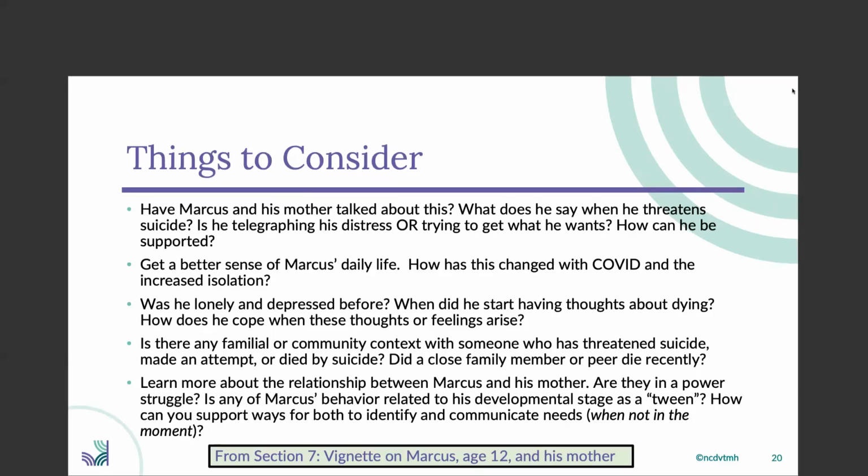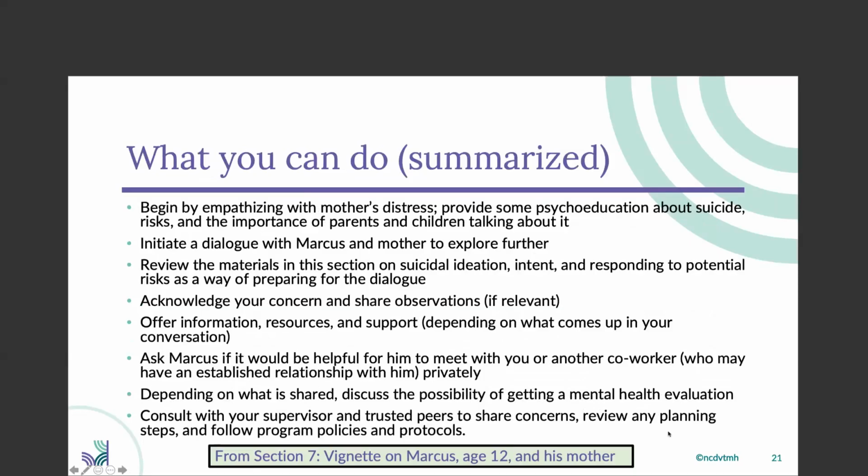So those are some of the things that we put out there that might lead to some interesting conversations and staff sharing what their own experiences have been in terms of working with families where this may have come up. Or if they haven't, what do they feel they need to be prepared? So that leads us to what you can do. And this is a summary. I don't think it has everything in there, but you all were on this.